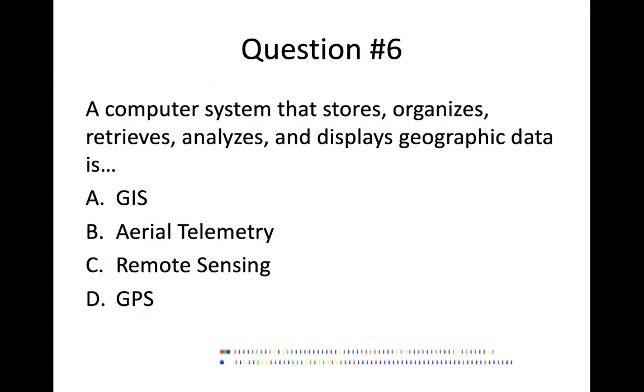Okay, question number 6. A computerized system that stores, organizes, retrieves, analyzes, and displays geographic data is what? Is it a GIS, Geographic Information Systems, aerial telemetry, remote sensing, or GPS? Answer is it's a GIS, Geographic Information Systems. This is your mashup, or your lots of different layers.